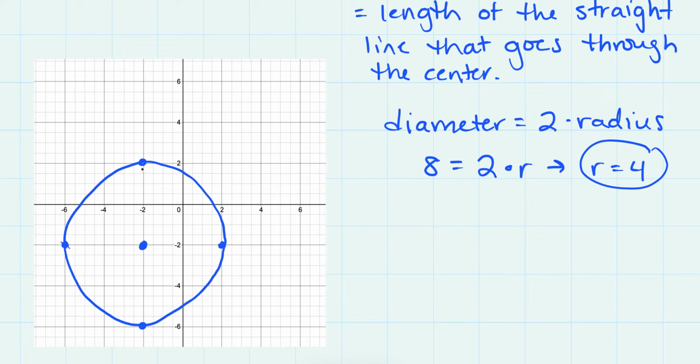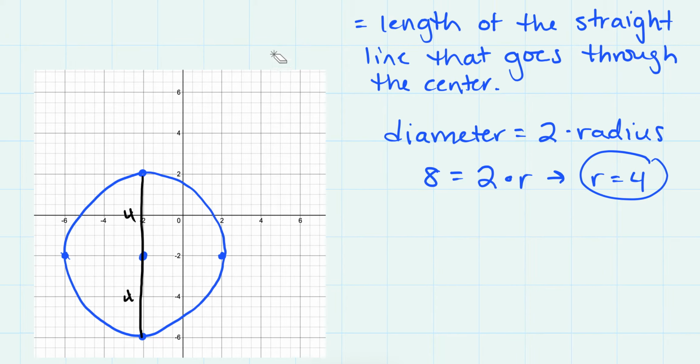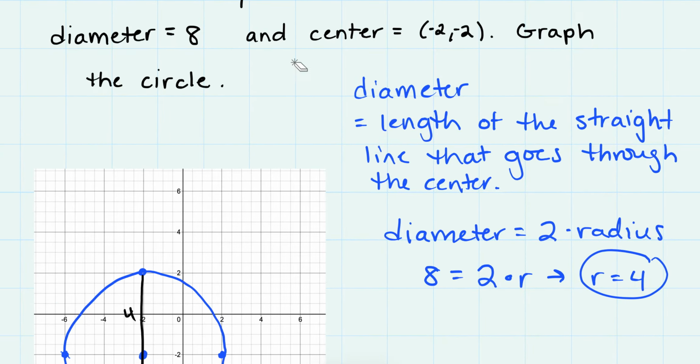And again, the diameter is the distance between these 2 points if we go right through the center. So the diameter here is 8, and the radius, which is the distance from this point to the center, is 4. So this one is 4, and this one is 4, and the whole length is 8. Okay, now let's find the equation of the circle.